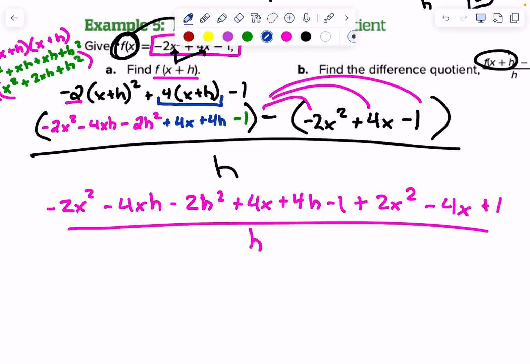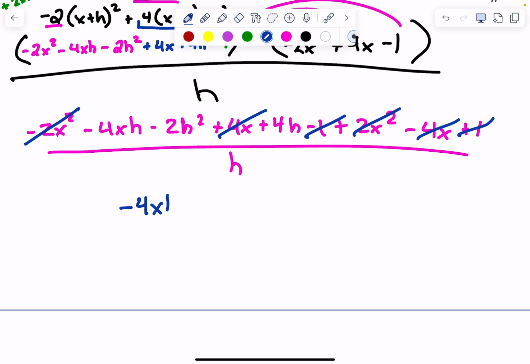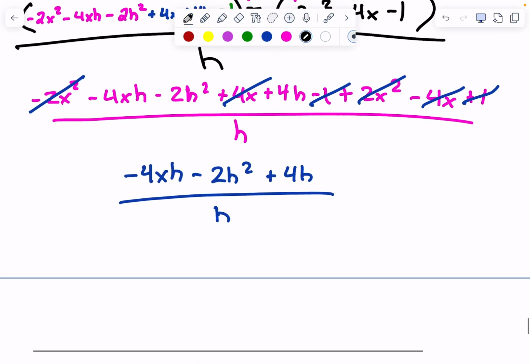If you do the power rule, you're not going to get the right answer. It's not the same thing, and I'll show you why. This guy cancels with this guy, right? The 4x's cancel and the 1's cancel. So here we go, this is what I got. I've got negative 4xh minus 2h squared plus 4h all over h. You've got an h in each term, so take out the h on the top.